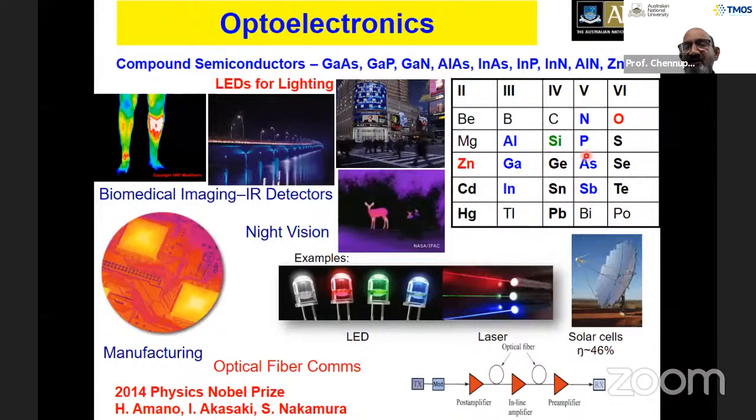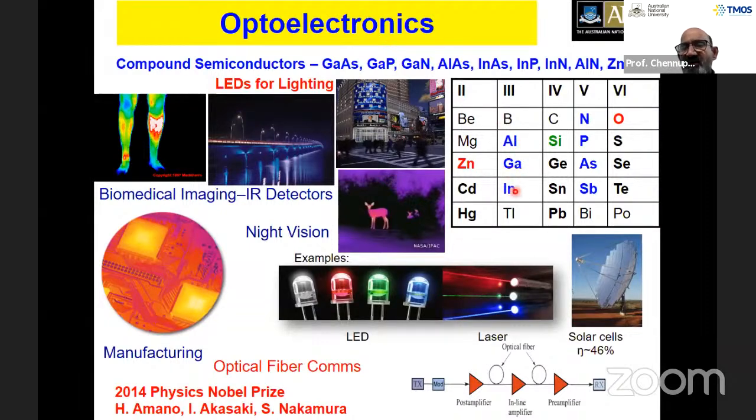Combinations of these elements form different compounds, and these compounds have different band gaps. That means the energy difference between the bottom of the conduction band and the top of the valence band is the energy gap. Depending on where you want the light emission, you choose the right kind of semiconductor, whether you want it in the UV region, the visible region, or the infrared region.